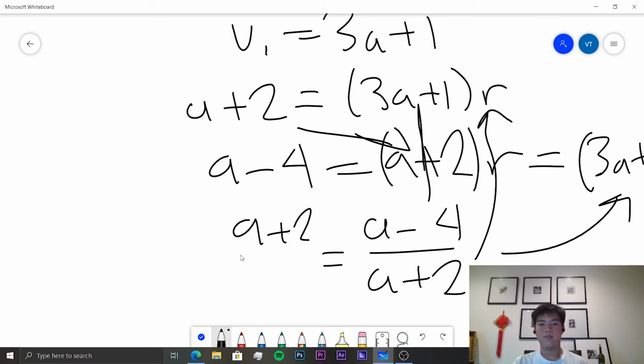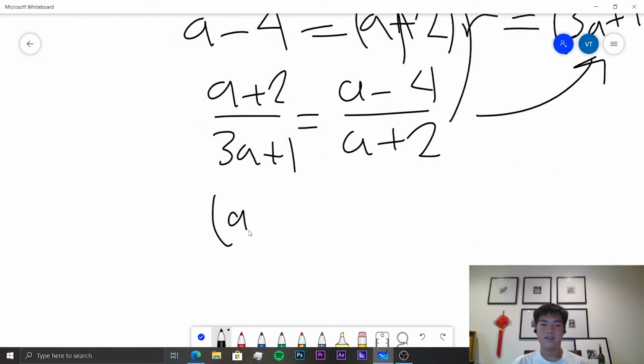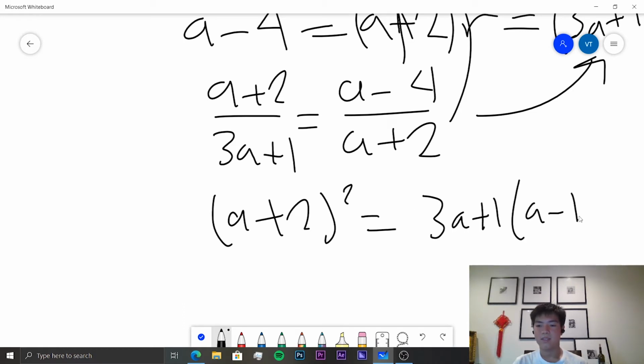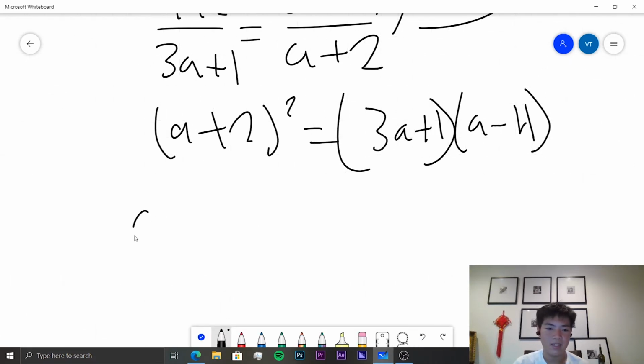A plus 2 divided by 3a plus 1. So that. So a plus 2. Oh, I guess we could just go like a plus 2 squared is equal to 3a plus 1 times a minus 4. Yeah, this would probably work, honestly. So this is a pretty hacky method.